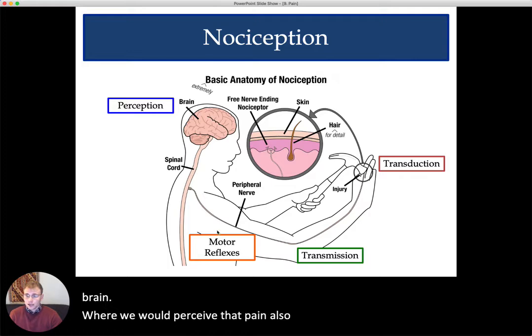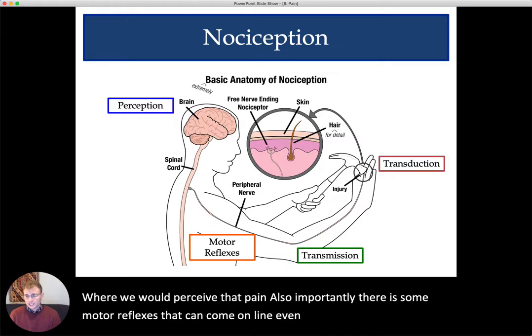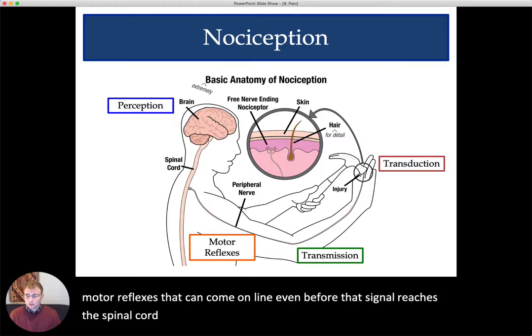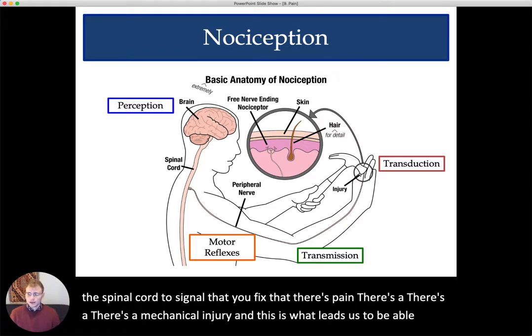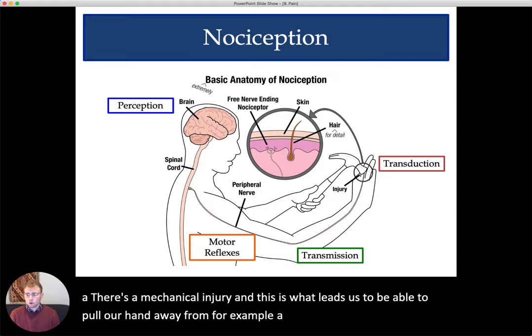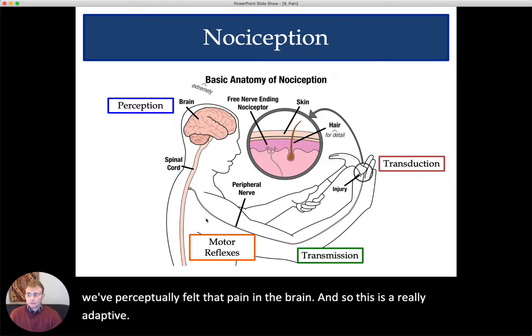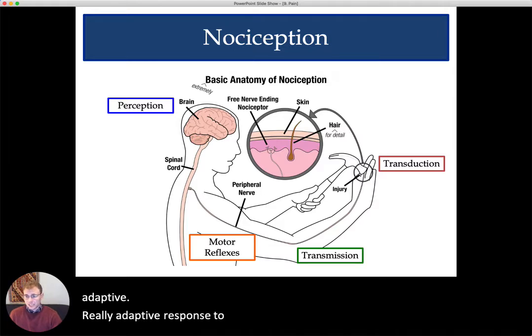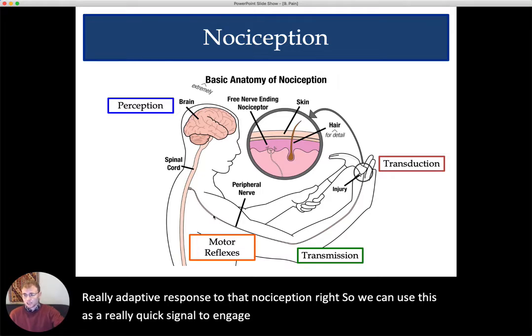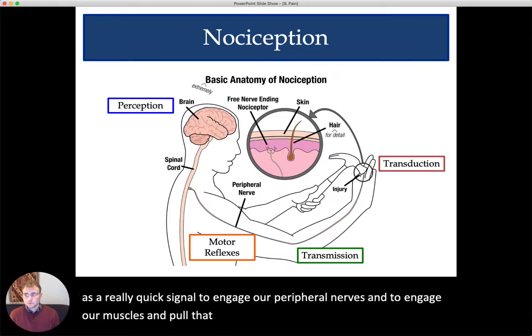Also importantly, there are some motor reflexes that can come online even before that signal reaches the spinal cord to signal that there's pain, that there's a mechanical injury, and this is what leads us to be able to pull our hand away from, for example, a hot flame, even before we've perceptually felt that pain in the brain. This is a really adaptive response to that nociception. We can use this as a really quick signal to engage our peripheral nerves and our muscles and to pull that arm away from harm.